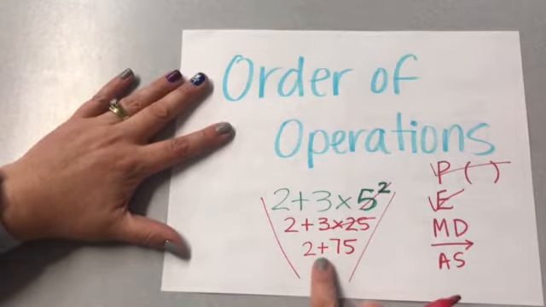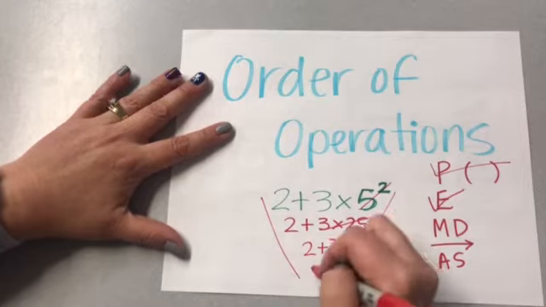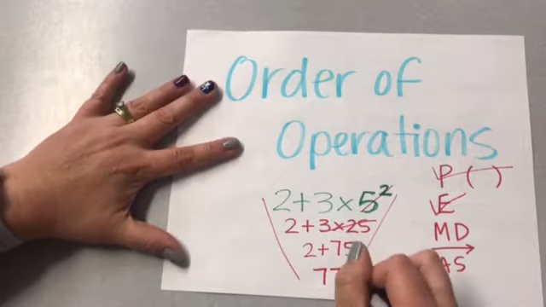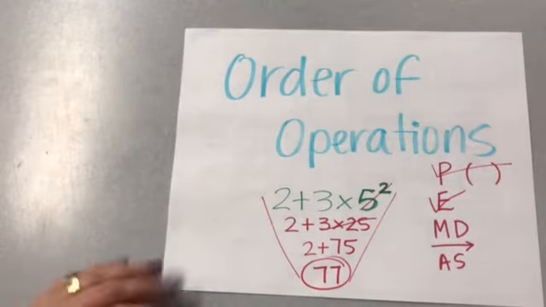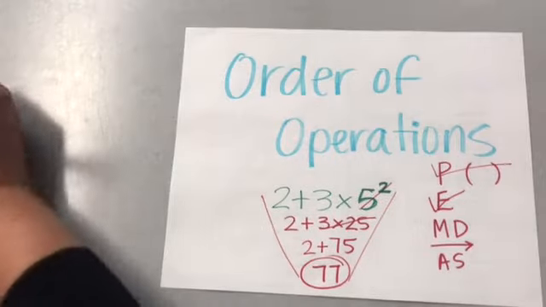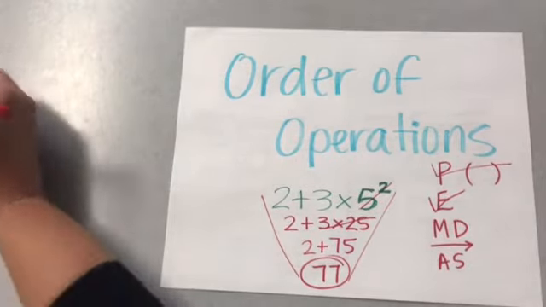And now I just have one more thing to do. So I'm going to add or subtract, which this is adding. 2 plus 75 is 77. So your final answer is 77, and you know me, I like for you to circle your final answers. So why don't you write the word circle on your paper if you're watching this.